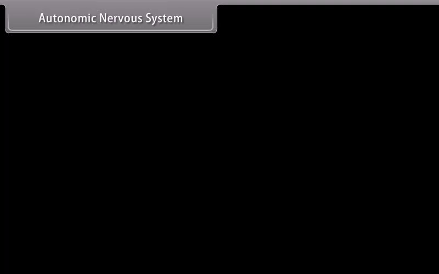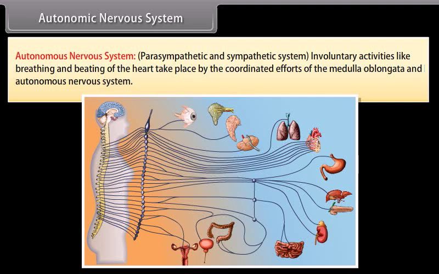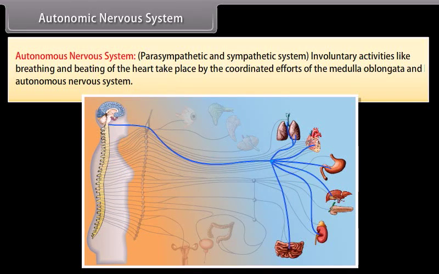Autonomic nervous system. Parasympathetic and sympathetic system. Involuntary activities like breathing and beating of heart take place by the coordinated efforts of the medulla oblongata and autonomous nervous system.